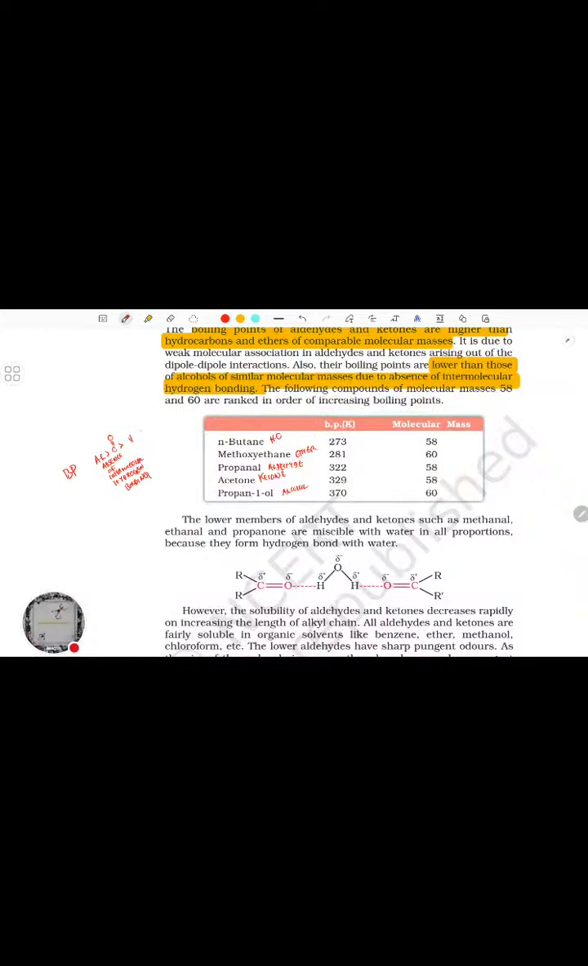And then we have the hydrocarbons and ethers, so that's fine actually. Next, the lower members of the aldehydes and ketones such as methanol, ethanol, propanone are miscible with water in all proportions because they are able to form hydrogen bond with water.